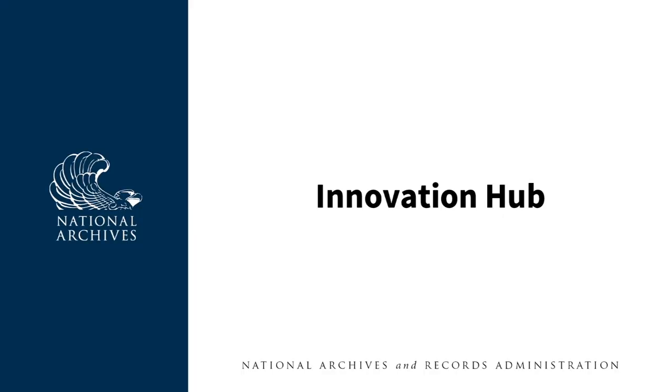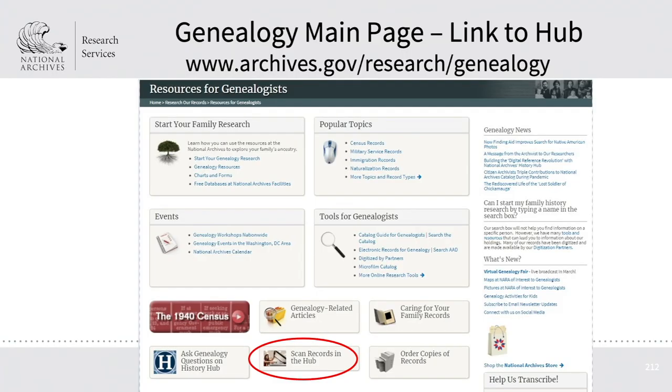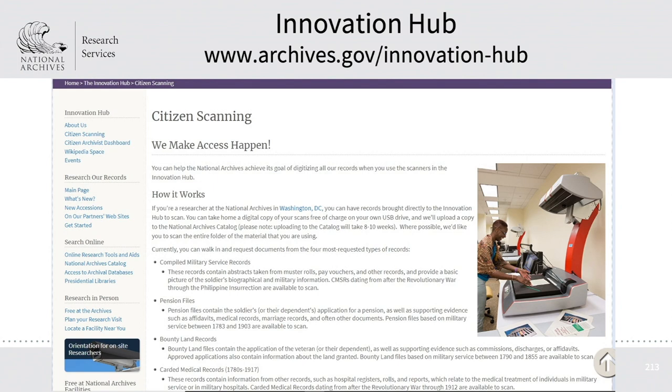Now, moving on in our tour of the main genealogy page is the Scan Records in the Hub link. So, the Innovation Hub is at the National Archives in Washington, D.C., and it's a large room on the first floor with lots of scanners. Once the archives opens again, if you have pre-World War I old military records that you want to scan that are not yet digitized, you can come directly here and order the records instead of going up to the research room to view them. And after you're done scanning them, your files will then be put into the National Archives catalog within a couple weeks, so you'll always be able to access them.